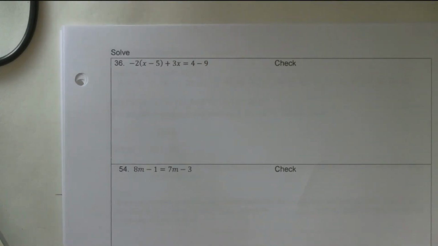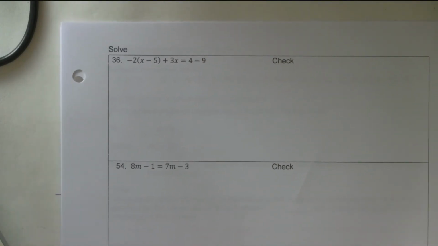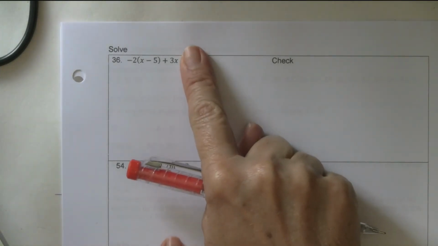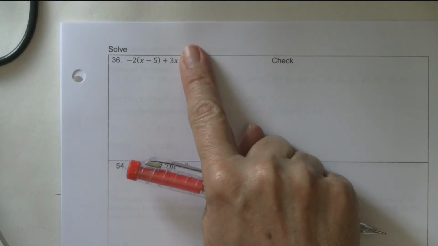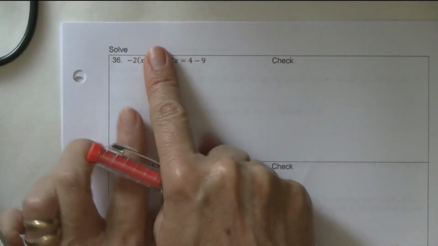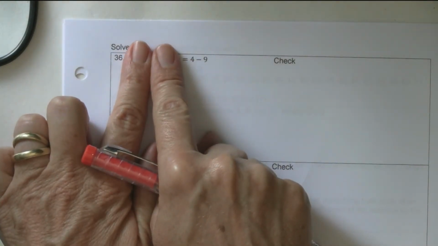Okay, so this is problem 36. I have some distributing to do and some combining of like terms to do before I can use my addition property. And I look at that and I think, oh, that's complicated. Before I do anything, I just want to look at that side right there. We were practicing in section 1.1 simplifying that. So I want to simplify that. And then I want to look at that side over there, right? And I want to simplify that.